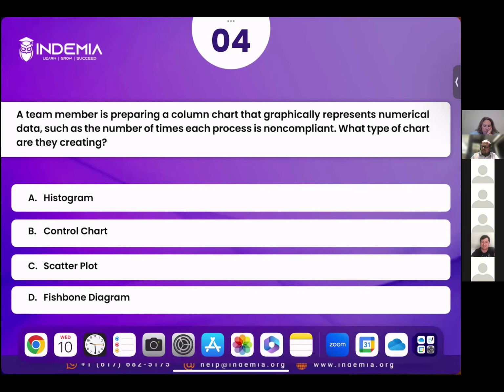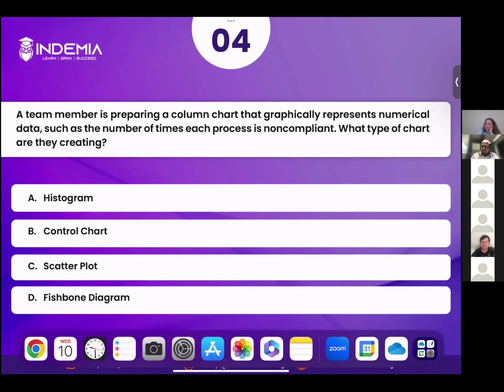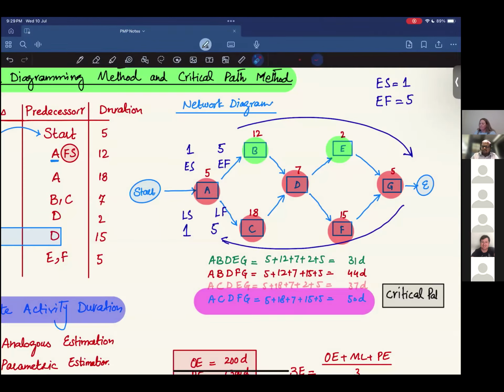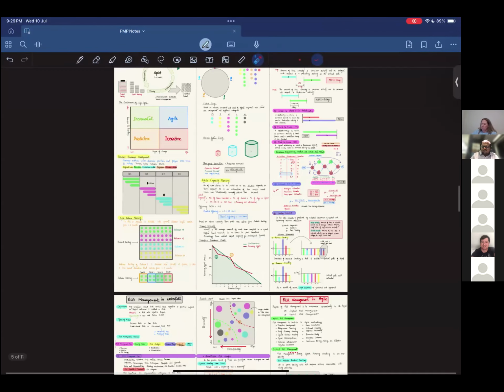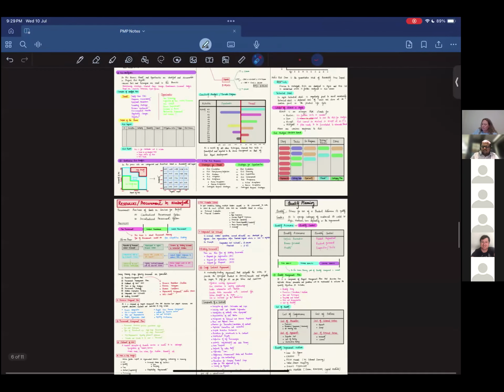Let me show you different types of graphs that we use in quality, if I could show you. So just give me a second. Somewhere it would be here.